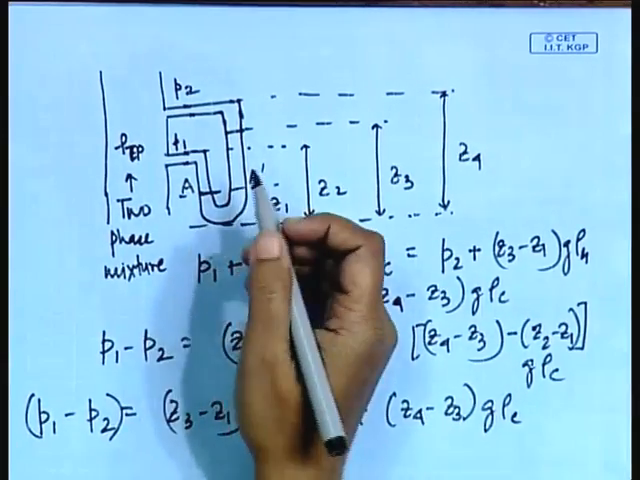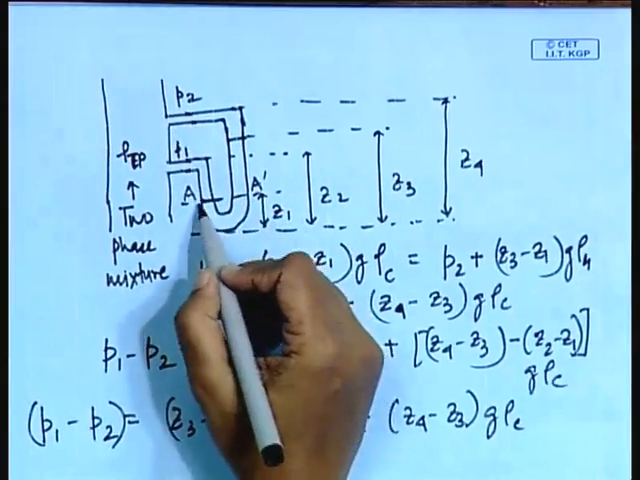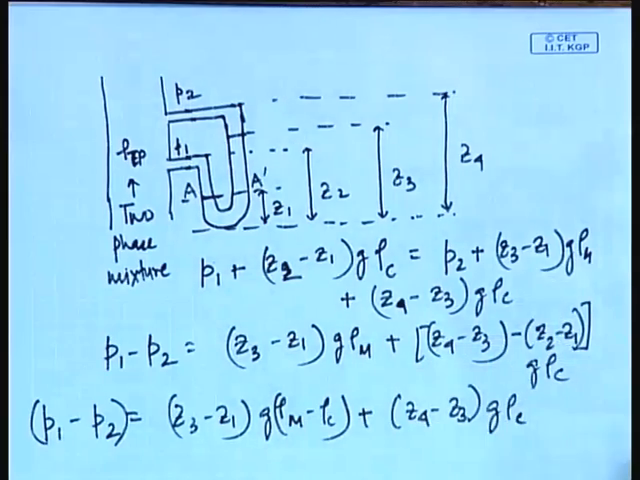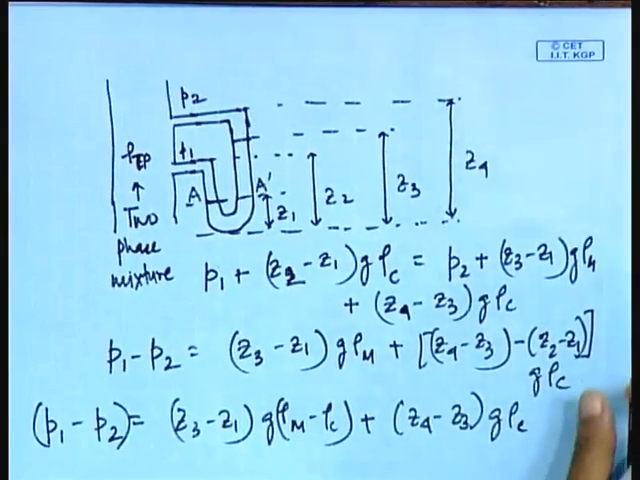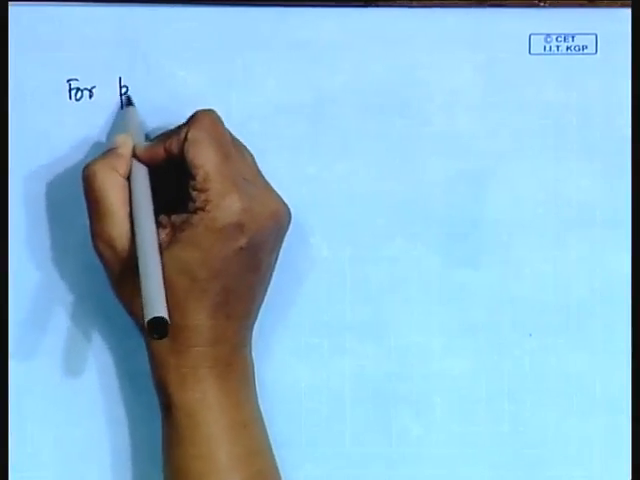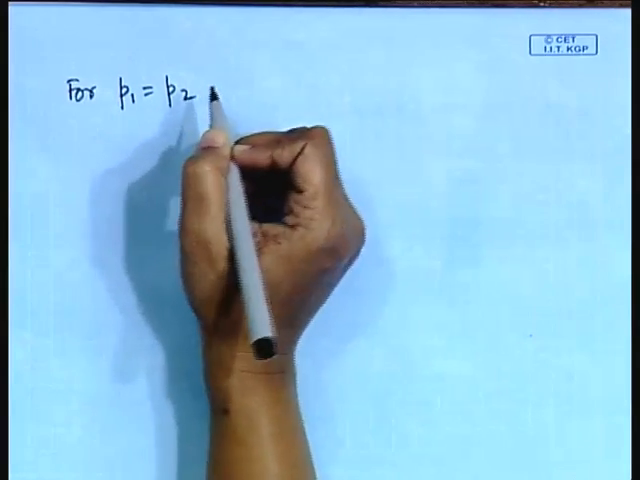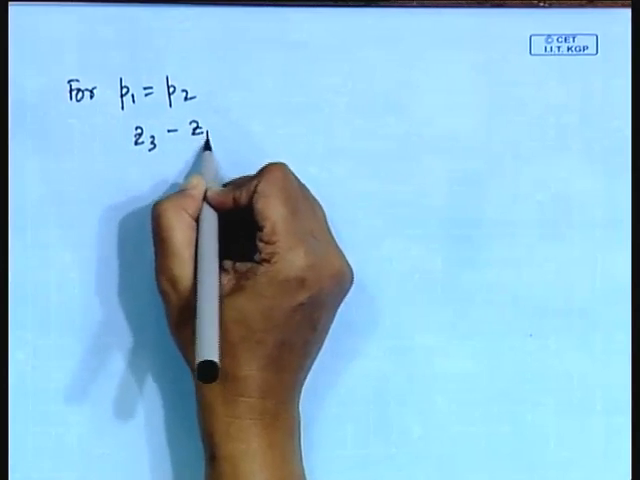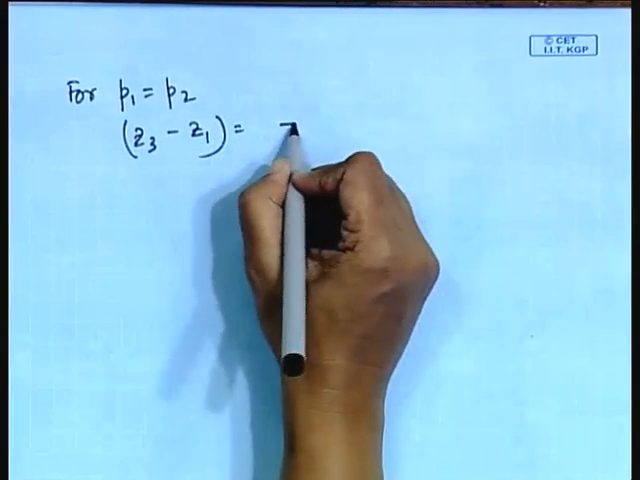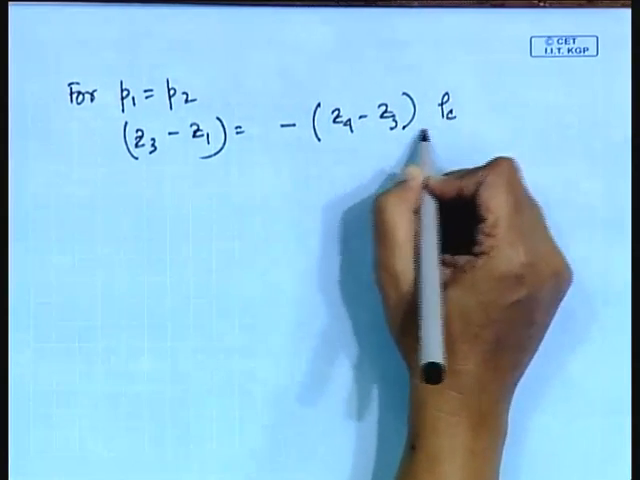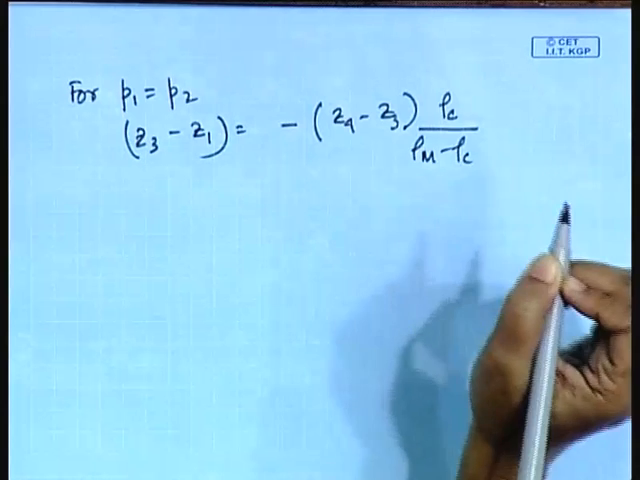When P1 equals P2, normally what do you feel? When the two pressures are the same, the two manometer levels should also be the same. But from your mathematical expression, do you get that? For P1 equals P2, what do you get in this particular case? Tell me. Just do it and tell me when P1 minus P2 equals 0. Under that condition, what do you get? It is going to be Z3 minus Z1 equal to minus of Z4 minus Z3 rho C by rho M minus rho C.